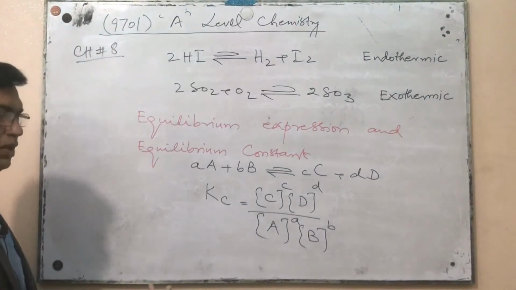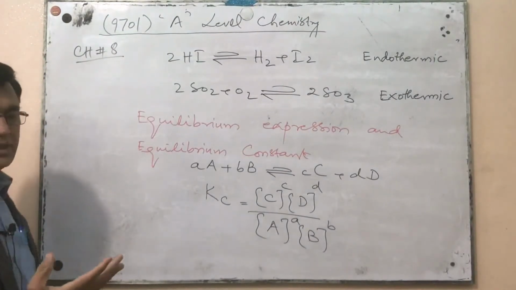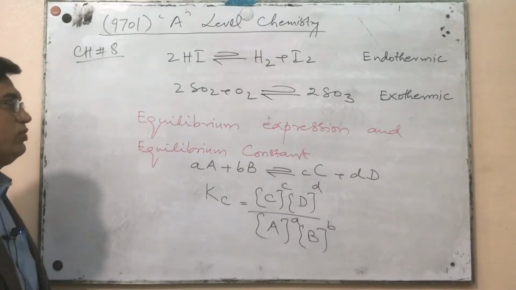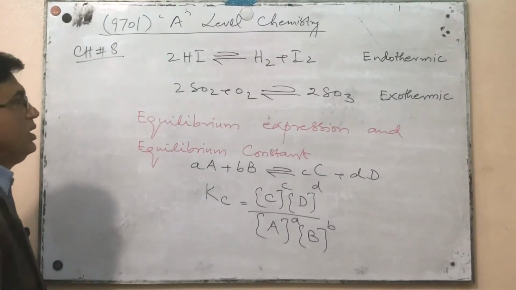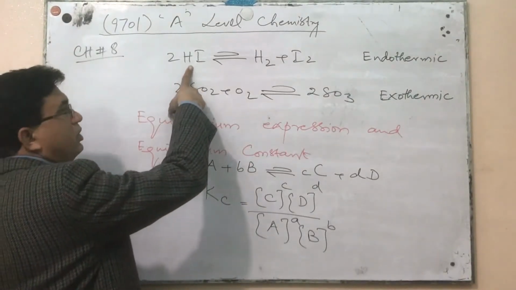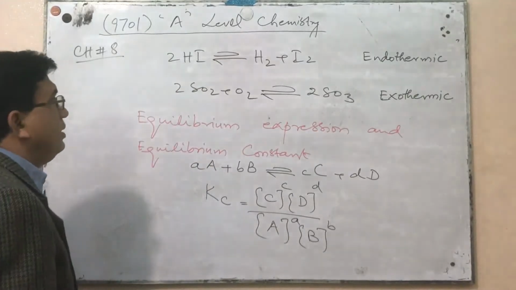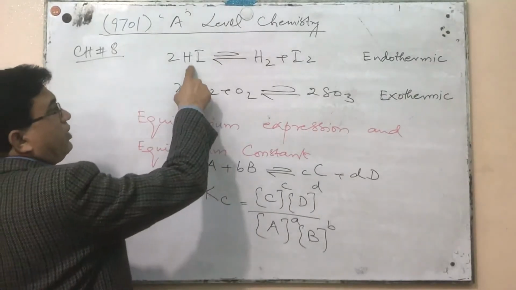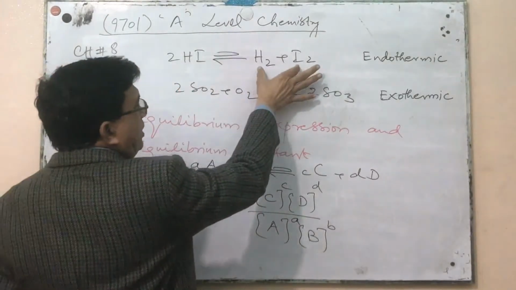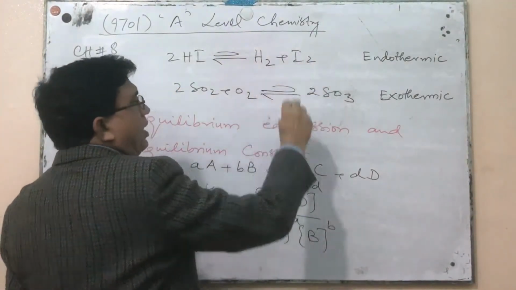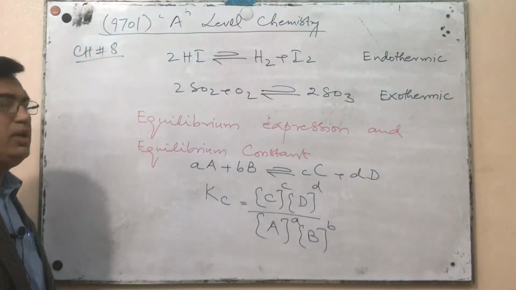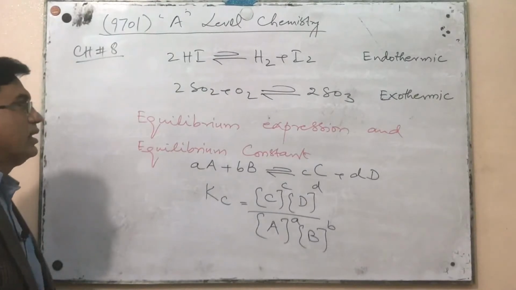Now, one by one, we can discuss the effect of concentration. That is the same for both of these equations. If we increase the concentration of hydrogen iodide in the equilibrium mixture, then the quantity of hydrogen iodide will decrease and the quantity of hydrogen and iodine will increase to restore the equilibrium position once again.